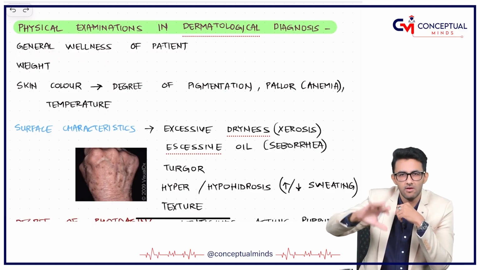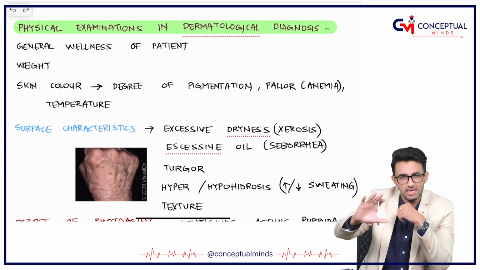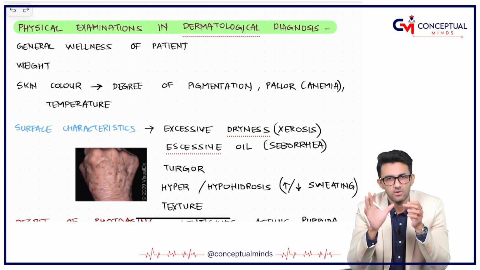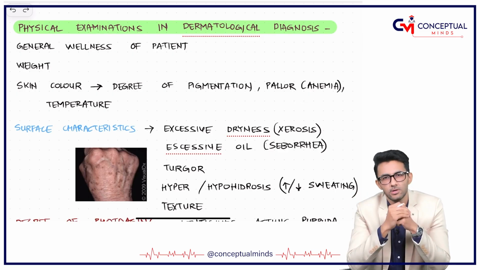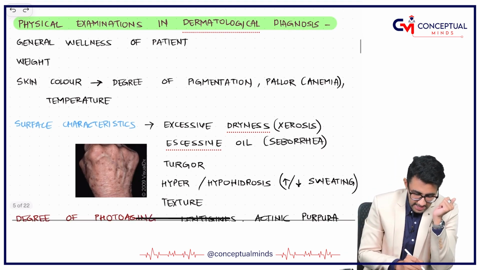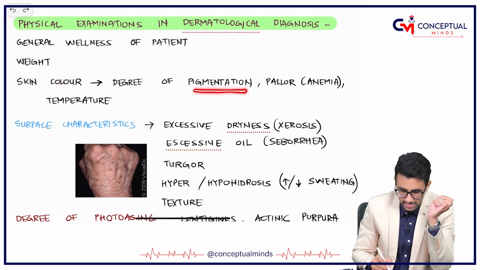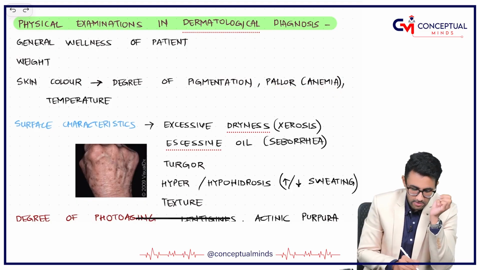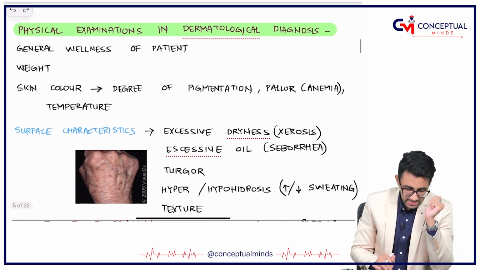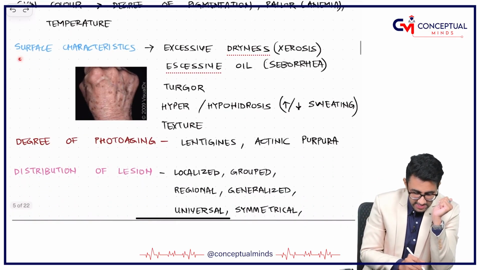So basically, a lot of things we can tell just by seeing the patient, right? If the patient is having any sort of tumors, any abnormal pigmentation, skin color, and any pigmentation. Does the patient have any pallor or any temperature changes? Okay, all right. So the next thing is surface changes.